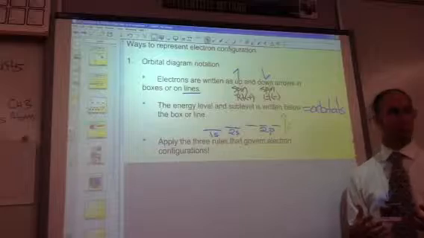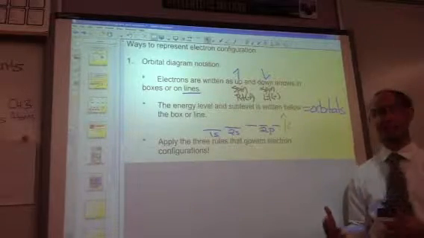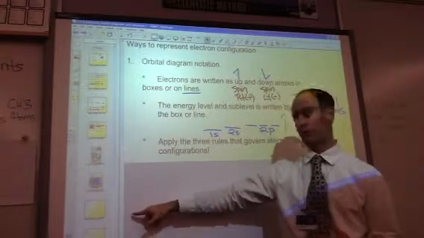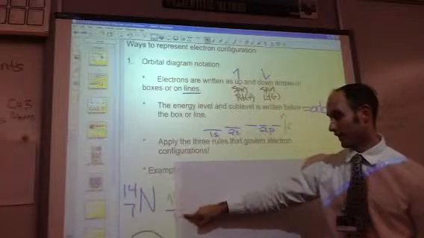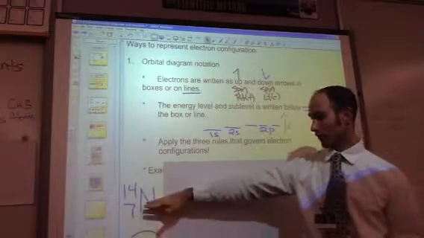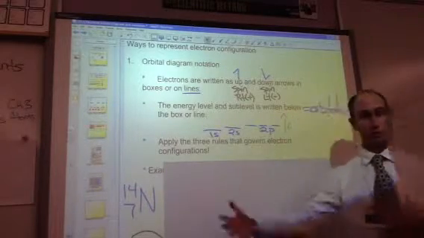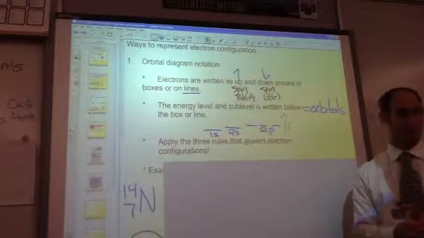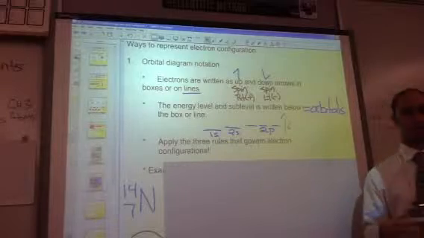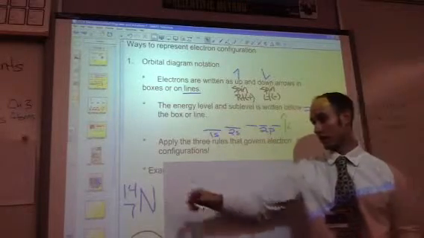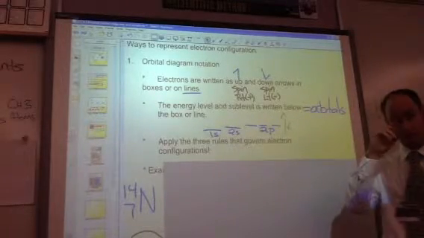So the best way to do it is to just look at an example and dive in. So, let's go ahead and do 14(7) nitrogen. We'll do nitrogen first. Best way is to dive in and just write it. We're going to write the electron configuration for nitrogen.